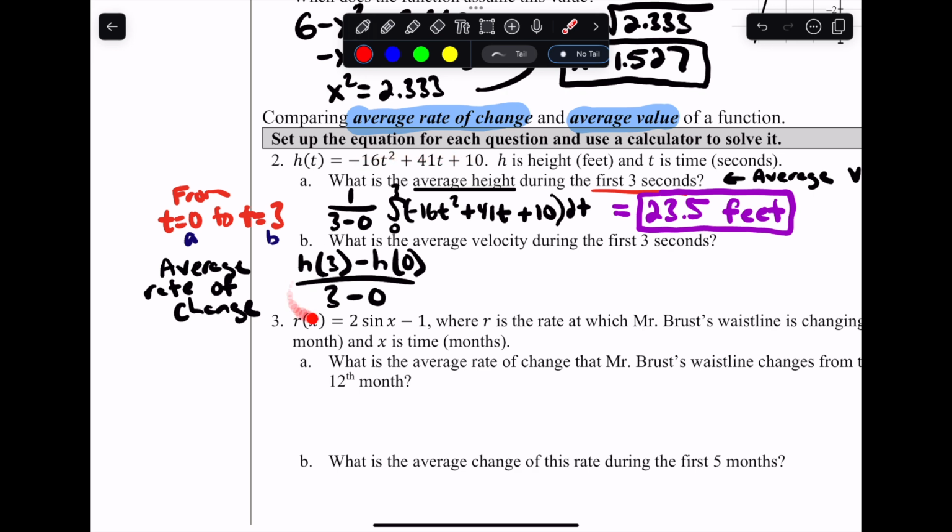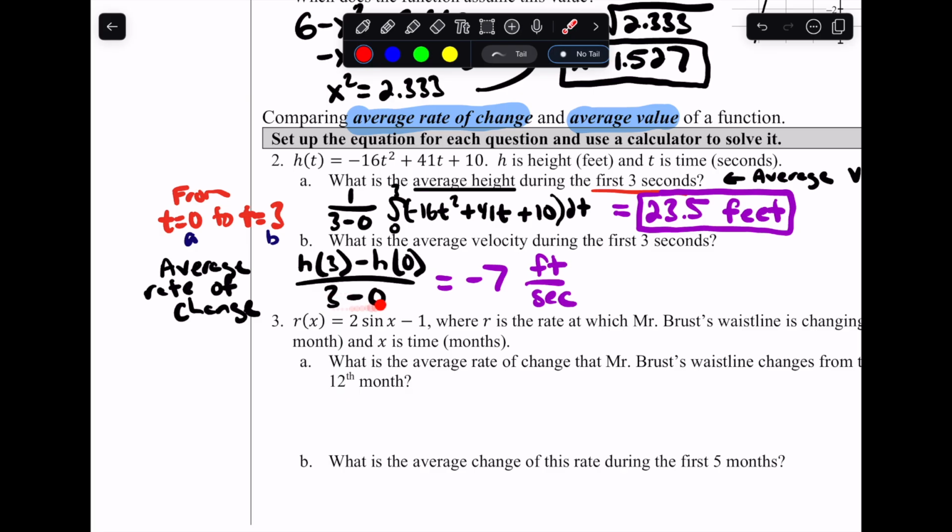Evaluating this and then dividing by that 3 minus 0, we are going to get an answer in this one, which is negative 7 feet per second, and that is because the heights here were in terms of feet.